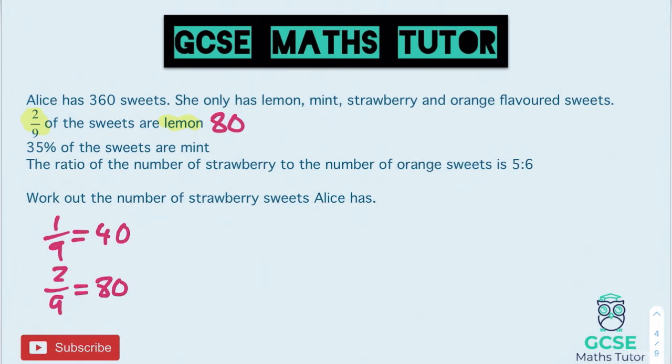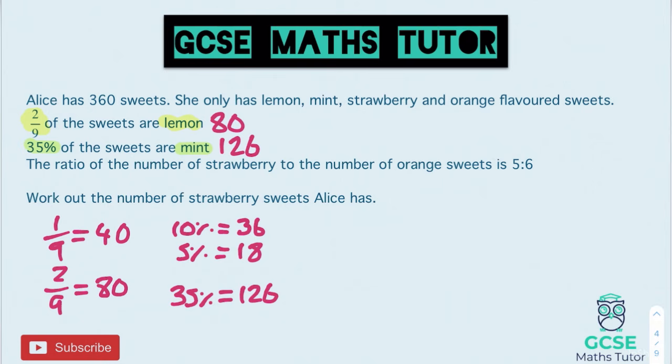On to the next part, you've got that 35% are mint. And to work out that, you're going to get your 10% is 36. You're going to get that your 5% is 18. And then build that up so that you have 3 of the 36s and 1 of the 5%, which is the 18. And 35% in total equals 126. So we have 126 in total that are mint.